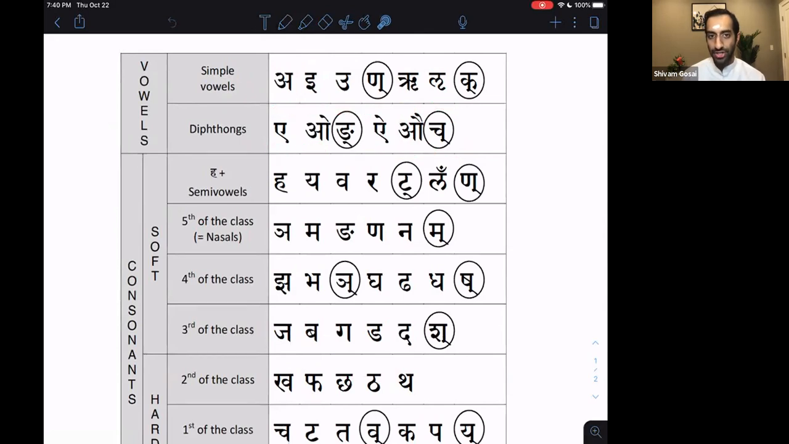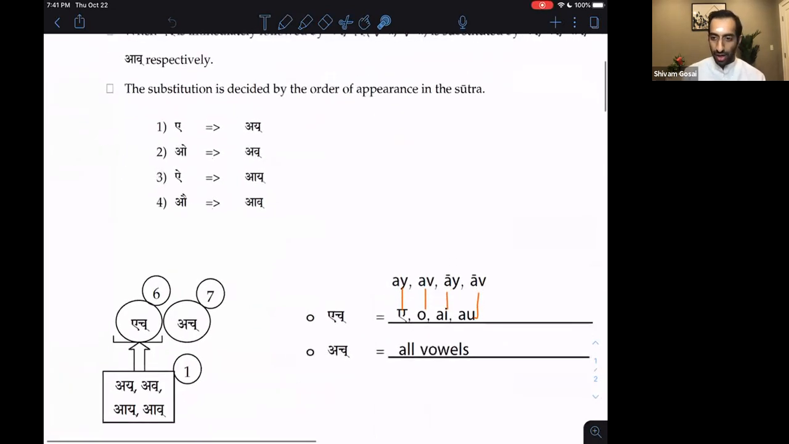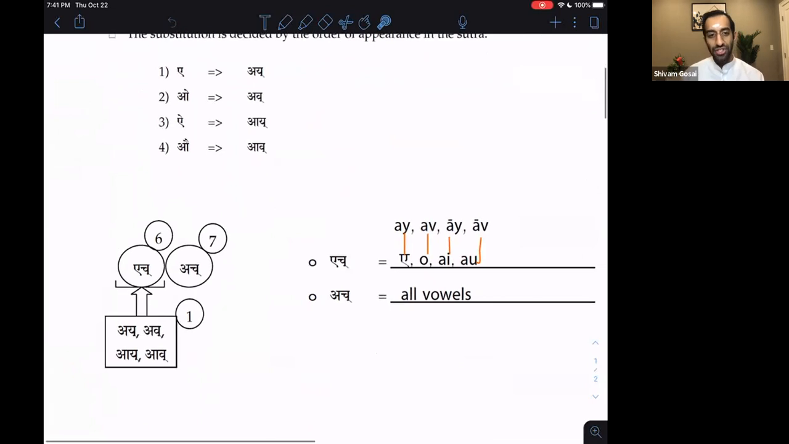Okay, so when I say H, it just means these diphthongs. When I say ach, it means all the vowels. All right, so going back, not to give you whiplash. When H is followed by ach, then these four will replace respectively. All right, so now how do we know which replaces what?